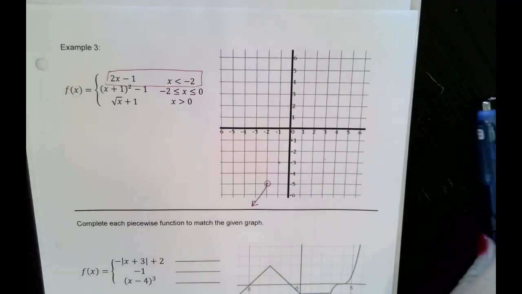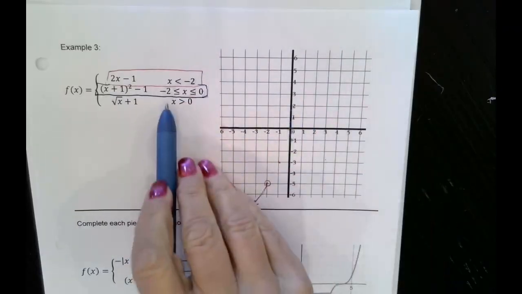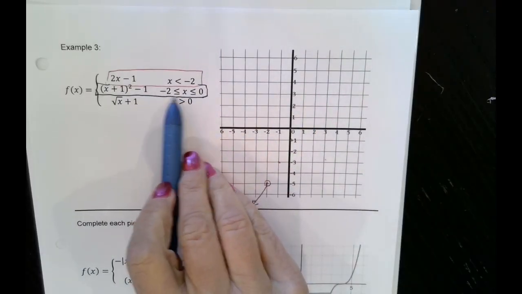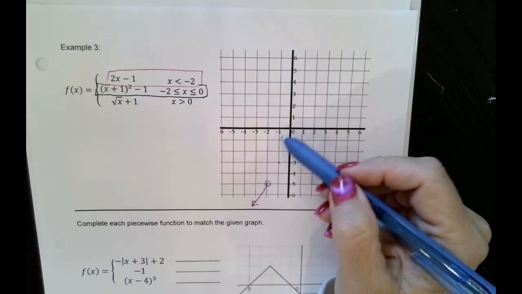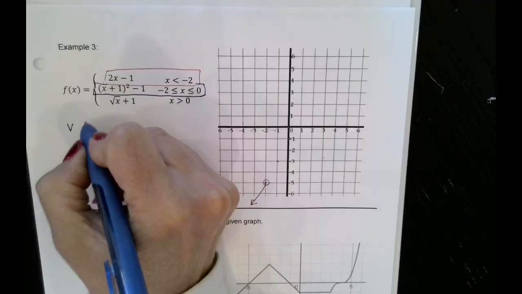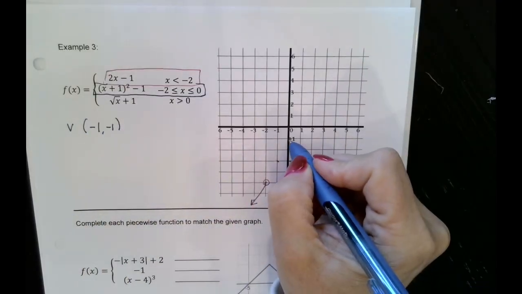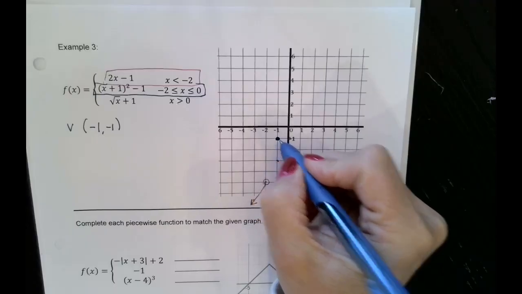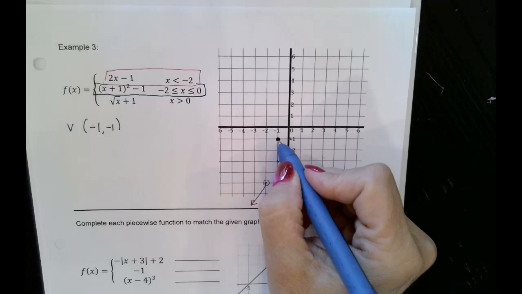All right, let's look at the next one. So this next one, I'm going to have a parabola, and the parabola is only between -2 and 0. So it's only going to be in here somewhere. All right, so what I know is that my vertex is -1, -1. So I have a vertex here at -1, -1. So here's my vertex. Yeah, that's right. That's my vertex.